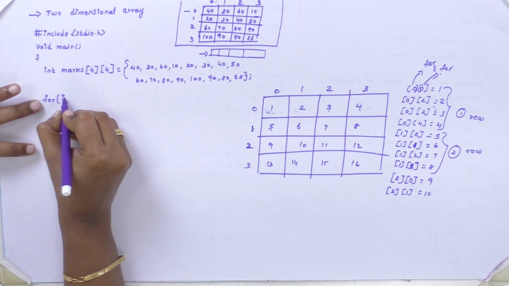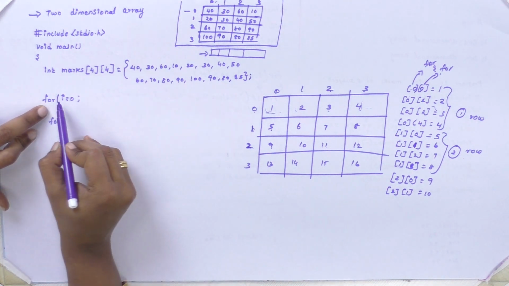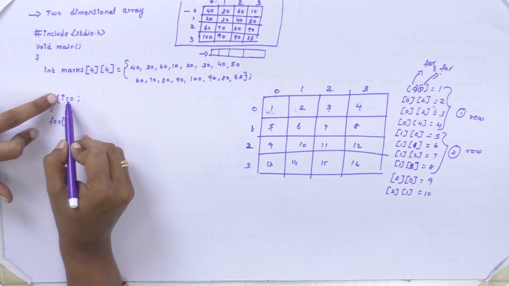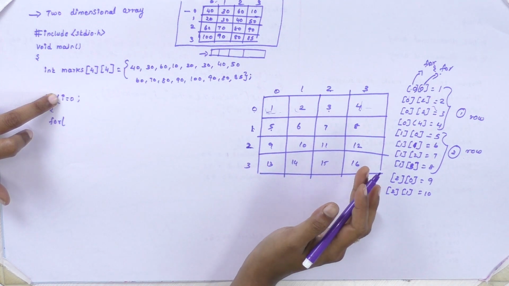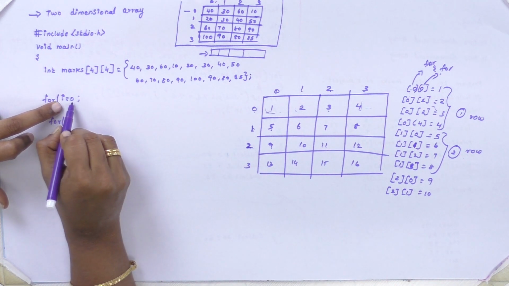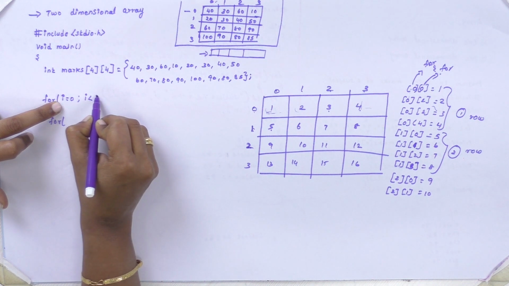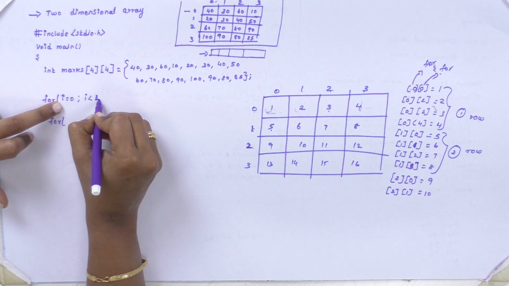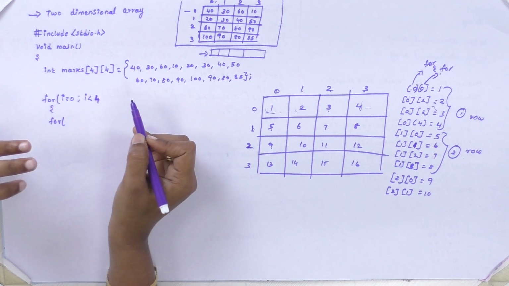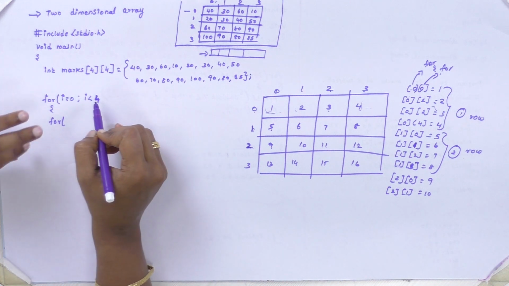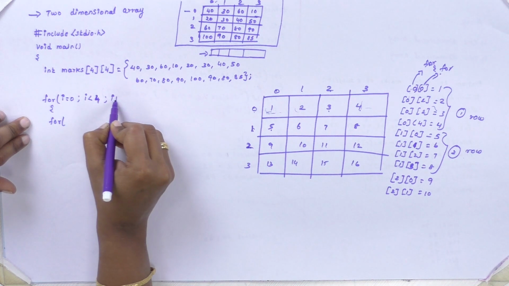So the first for loop represents the rows. How many rows do I have? I have 4 rows. So my i value starts from 0, and it should go with i less than 4. Sorry, i less than 4 is correct. So it will do the operation for 0, 1, 2, 3, so the 4 rows will be covered. So i less than 4, i plus plus.